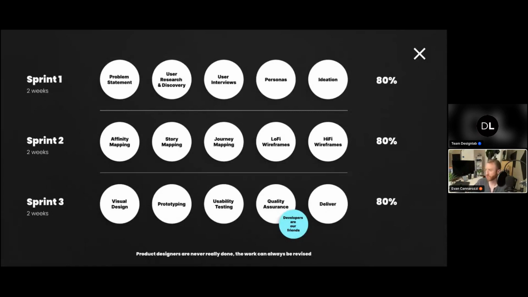And sprints 2 and 3 work the same way. And there could be more sprints. This is just the example that I'm giving. But let's just say sprint 2, we have affinity mapping, story mapping, journey mapping, wireframes. Let's just say that's all done in like a 2-week period, right? That's still giving you that back pocket information of still try to get to 80%, right? We never want to continue to strive for that 100% mark because that's what's going to cause that burnout.